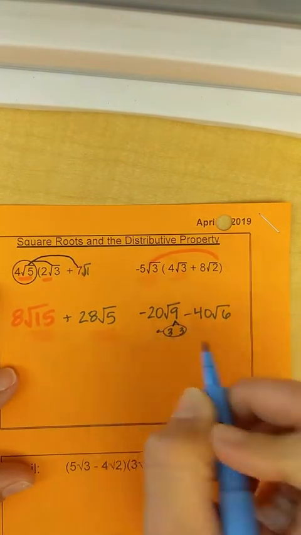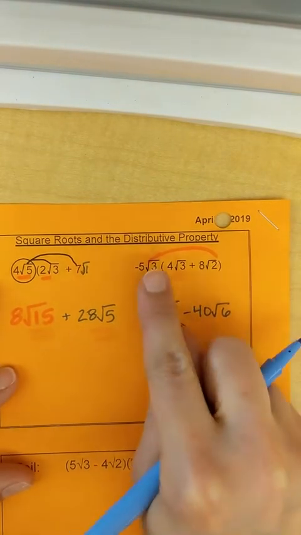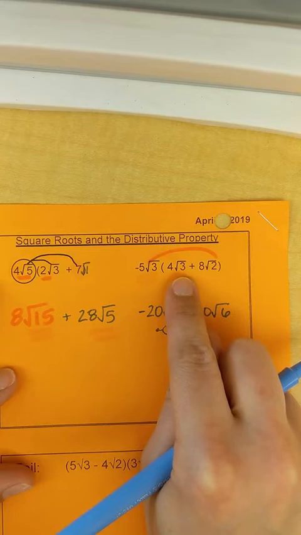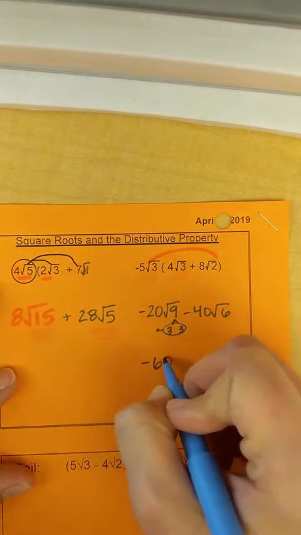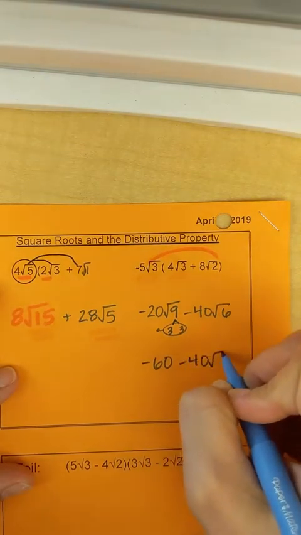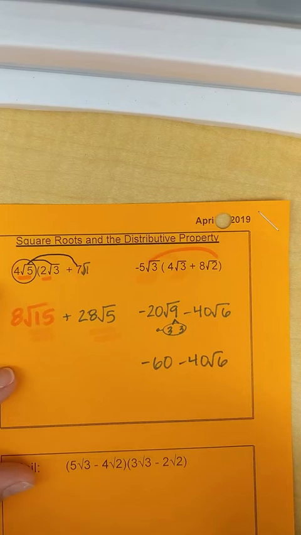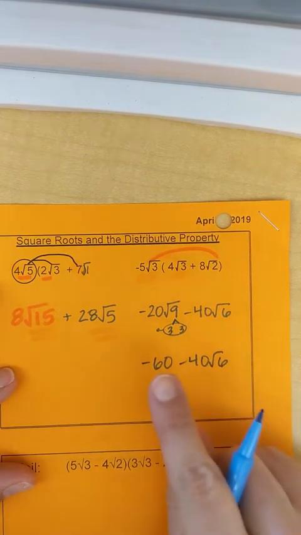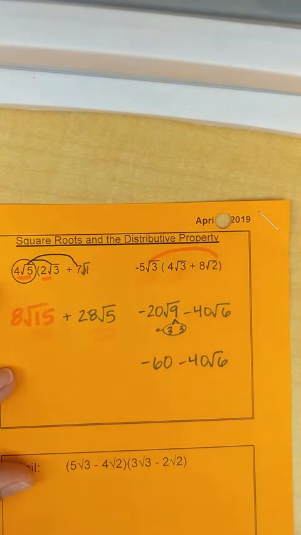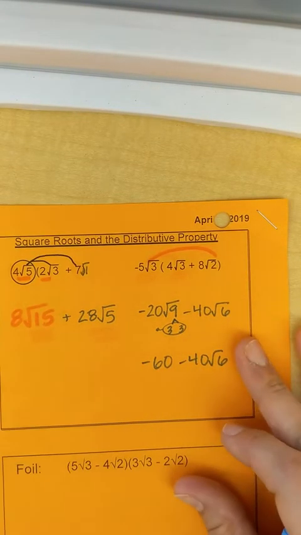So this just ends up becoming a 3 on the outside. Or that shortcut we talked about yesterday or earlier today, root 3 times root 3 is just 3. So this actually ends up being negative 60. Negative 20 times 3 minus 40 root 6. That 40 root 6 doesn't simplify, so that's as far as we go there. Remember, these don't combine because they are not like terms, they're not like radicals, so they cannot be added or subtracted.